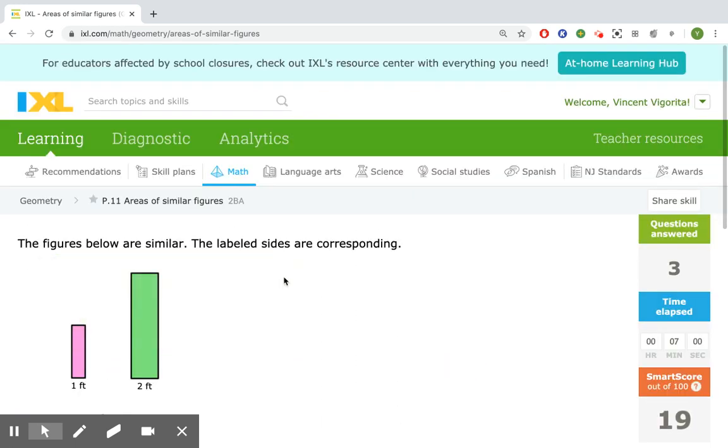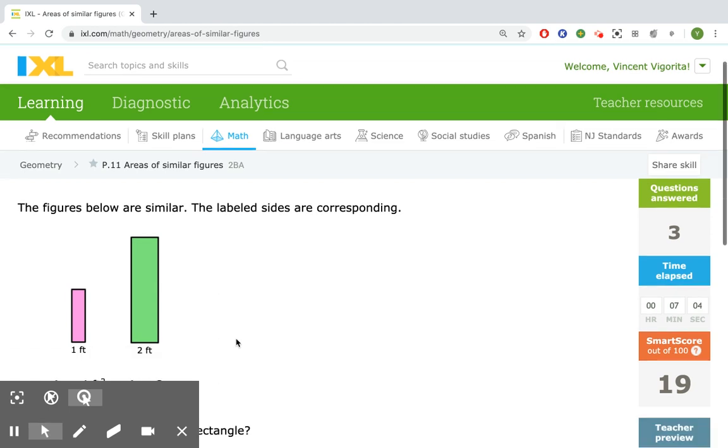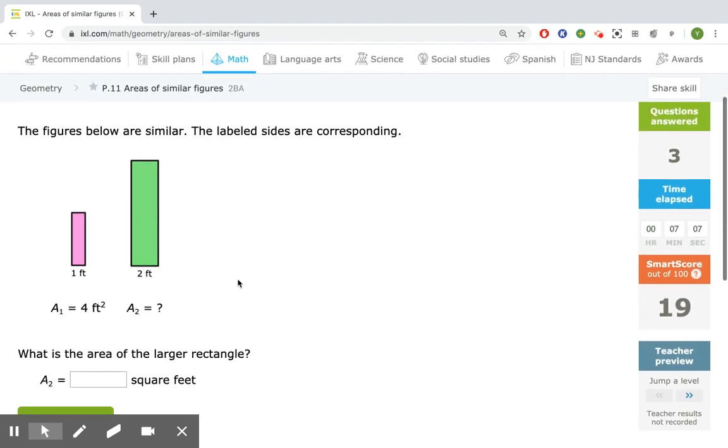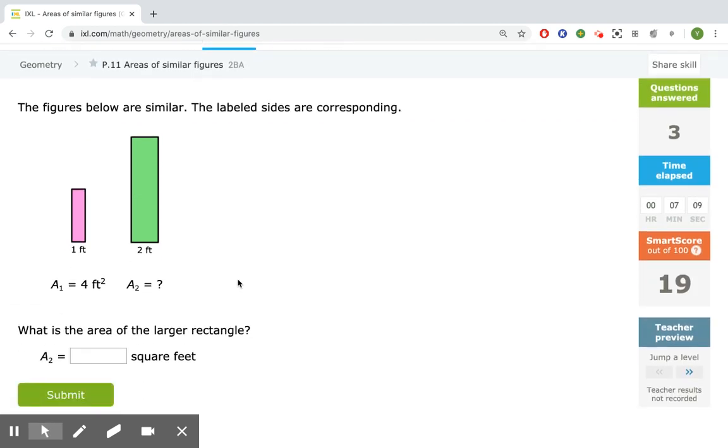There we go. Okay, here's another one. The figures below are similar. The labeled sides are corresponding. 1 foot, 2 feet. Area is 4 square feet. This one we don't know. What is the area of the larger rectangle? Okay, there's no shortcuts here. We need the height. We don't have it. So let's go about doing this.